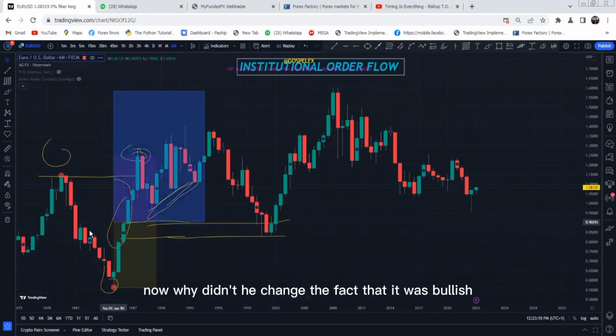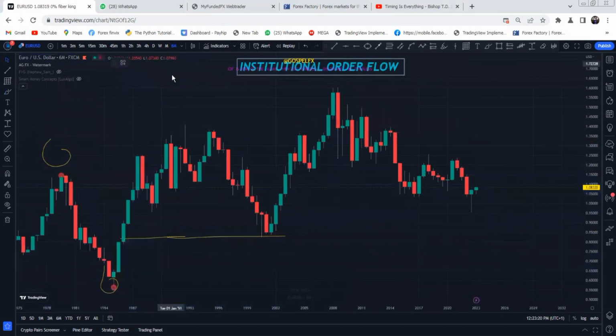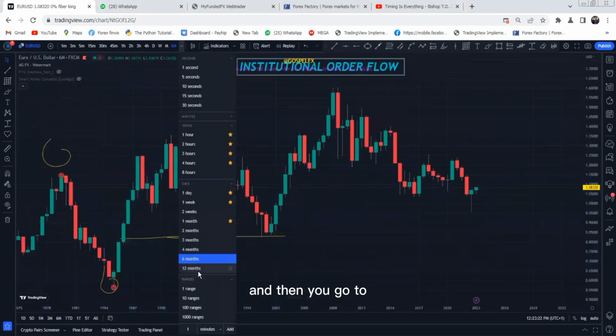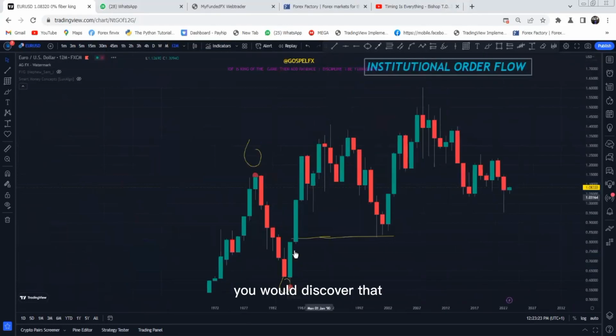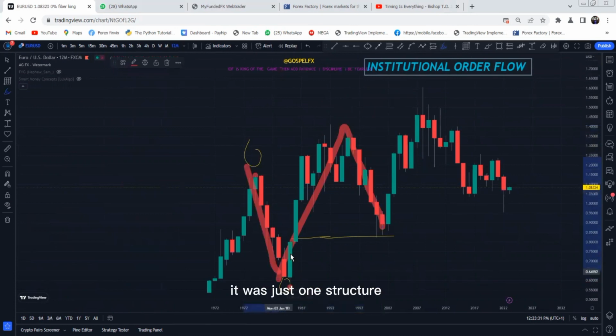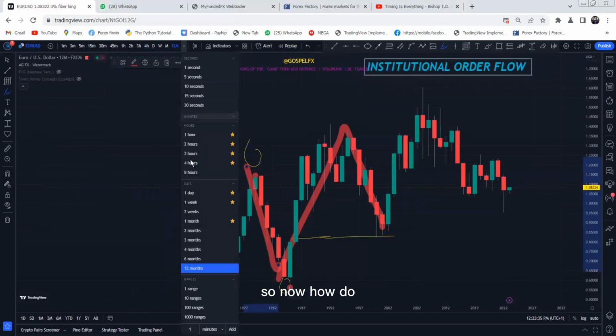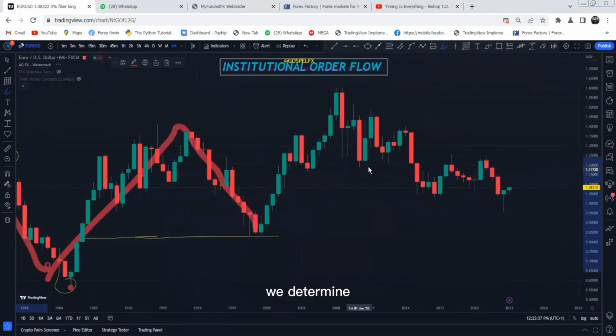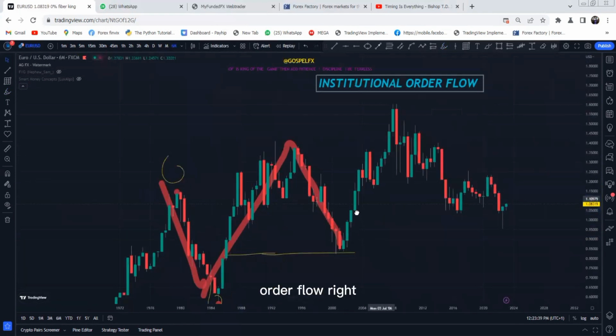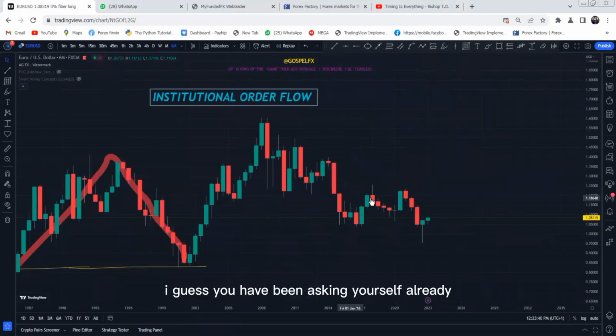Now, why didn't it change the fact that it was bullish? If you leave from here and go to, let's say, the 1 year time frame, you will discover that at this point there was barely nothing here, like some old lows. It was just one structure: impulsive move, pullback, and then another impulsive move. So now, how do we determine our institutional order flow? That's the question that I guess you have been asking yourself already. How do we determine the institutional order flow?